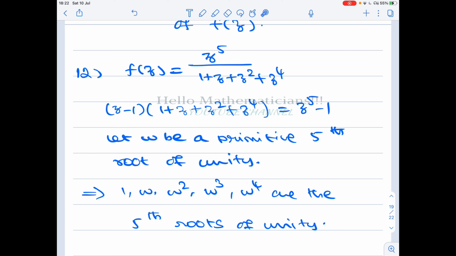Okay, f of z equals z power 5 by 1 plus z plus z square plus z cube plus z power 4. Now z power 5 minus 1 equals z minus 1 into 1 plus z plus z square plus z cube plus z power 4. Sorry for the typo.